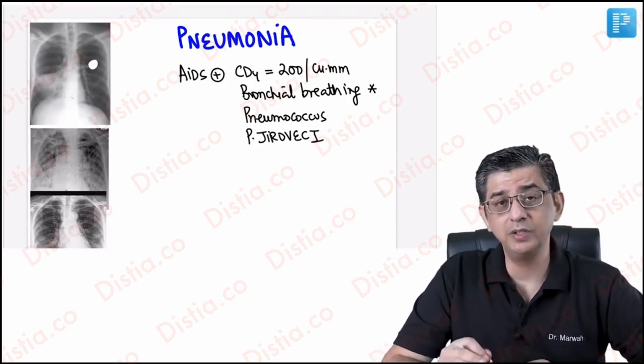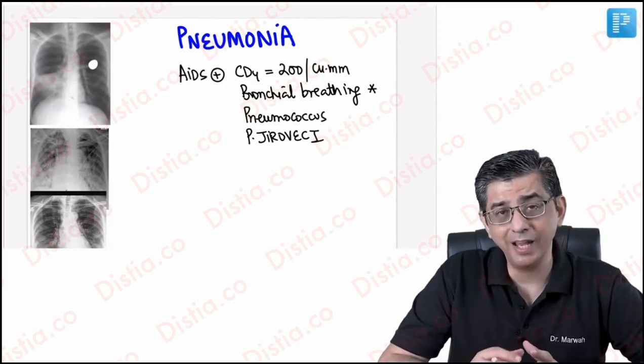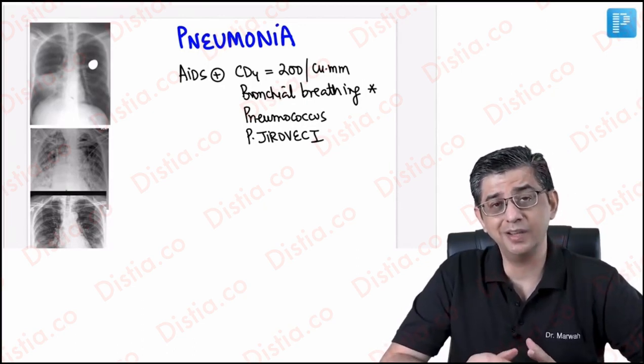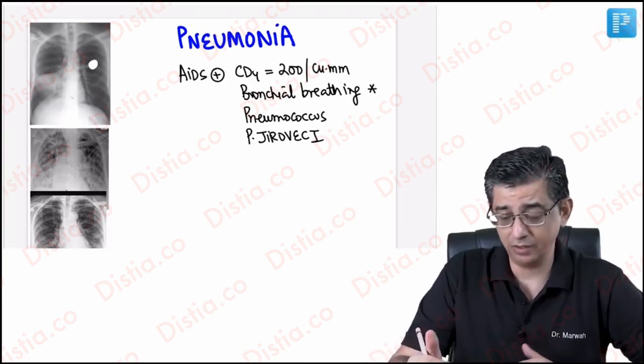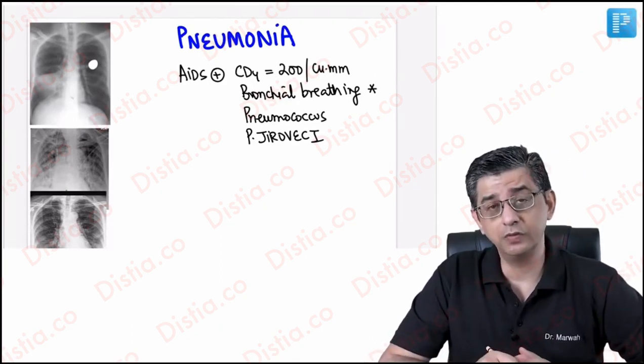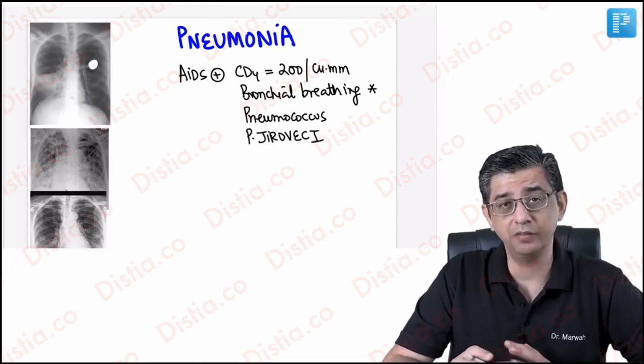So you always read this statement: if the crepitations are altered by coughing, that's when there is an alveolar component, there is pus in the alveoli, because pneumonia is after all a disease where there is exudate present in the alveoli. But Pneumocystis jirovecii is an interstitial pneumonia, so the crepitations are unaltered by coughing.